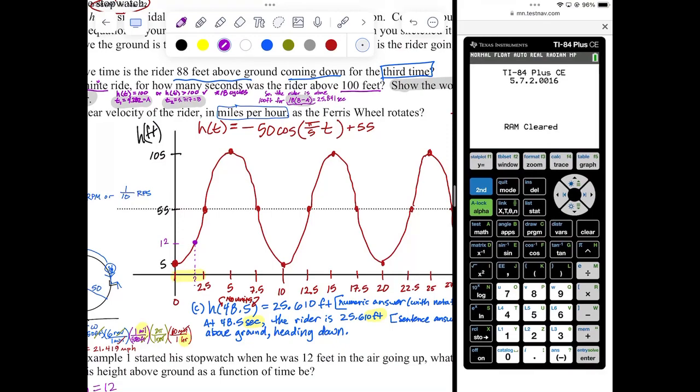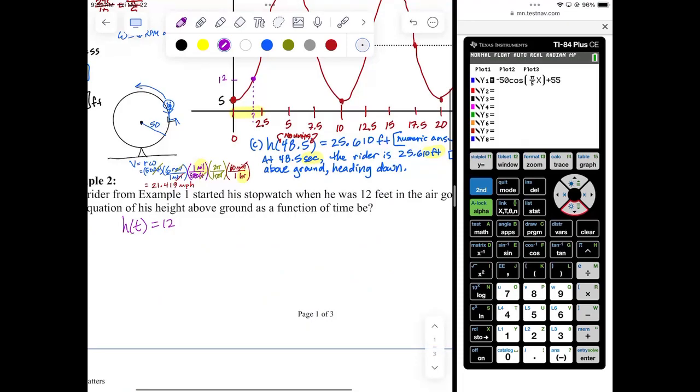Please, pretty please. All right, so I'm going to go back to y equals negative 50 cosine of parentheses pi divided by 5 x close parentheses plus 55. And then I go back to my window, and I'm going to go from 0 to 30. I'm going to count by 2.5. I'm going to go from negative 10 to 115, and I'll just graph it. Okay, there it is. It looks good. Now in Y2, I'll come back and graph 12.